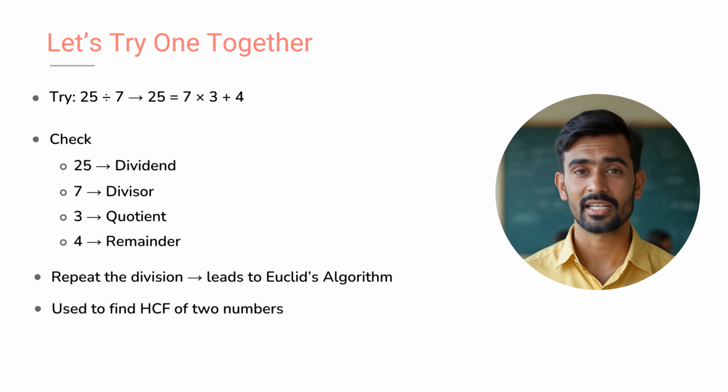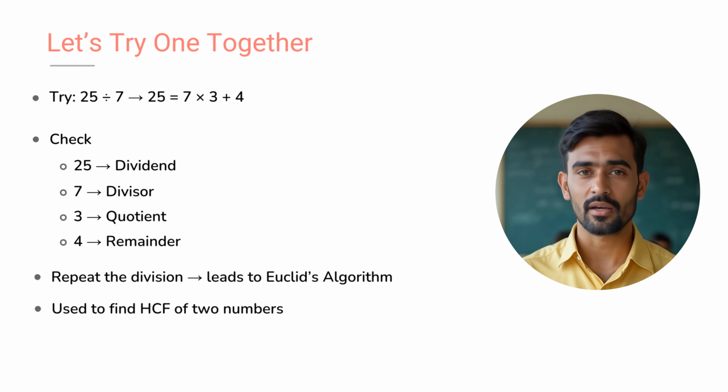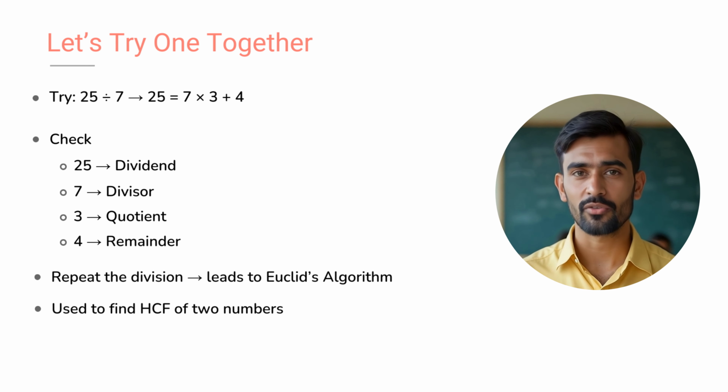Now imagine using this kind of division repeatedly, step by step. That's exactly what we do in Euclid's algorithm, a smart way to find the HCF, or highest common factor, of two numbers. And guess what? That's what we're exploring in the next video. Stay with me. It gets really cool from here.